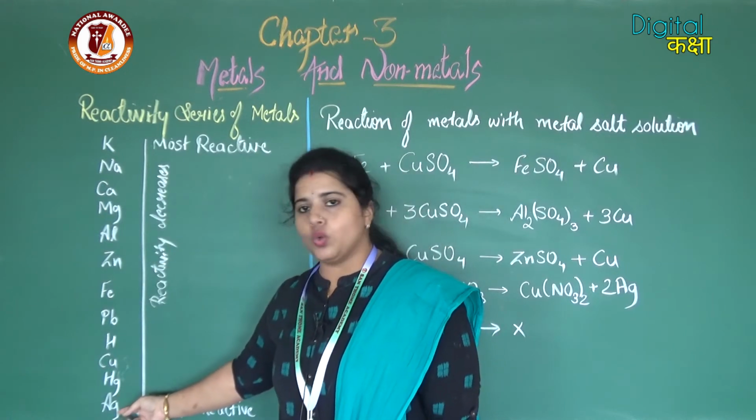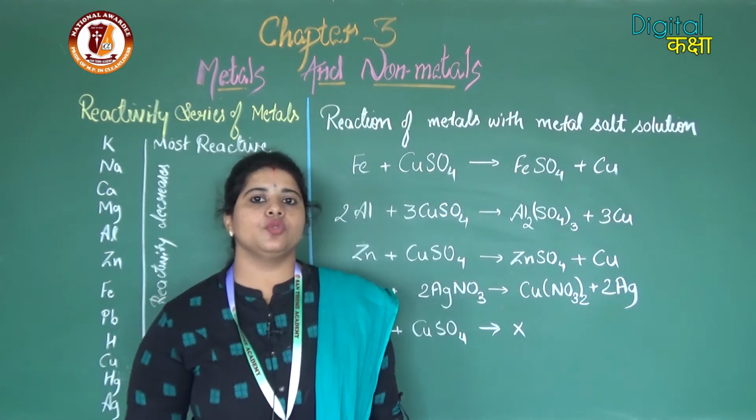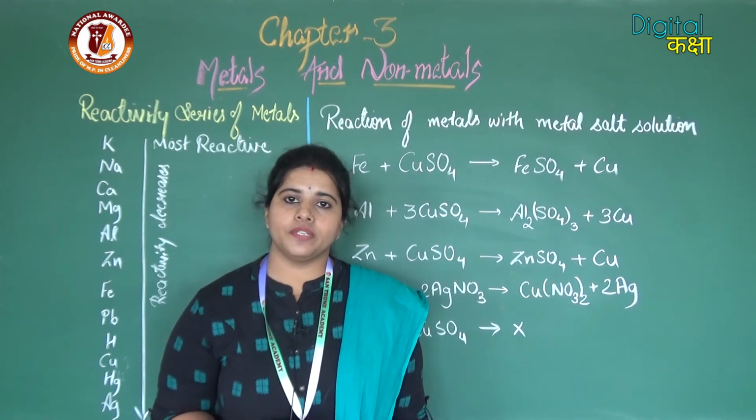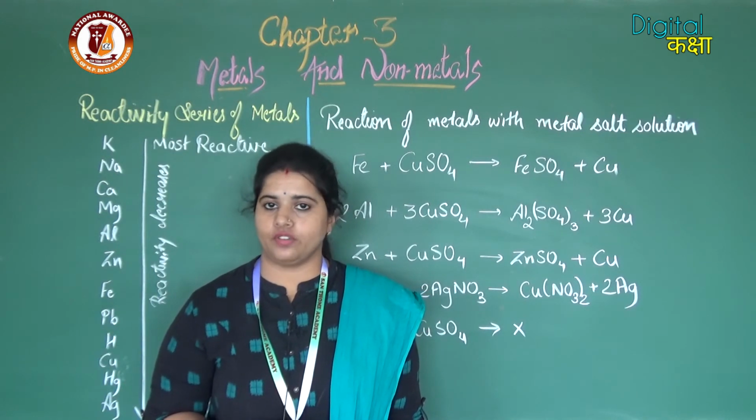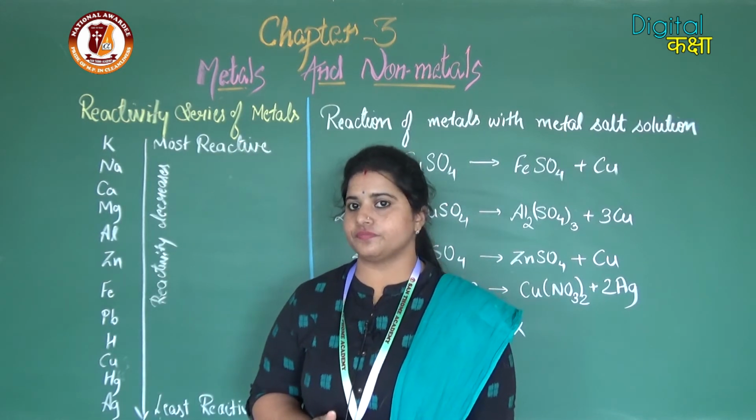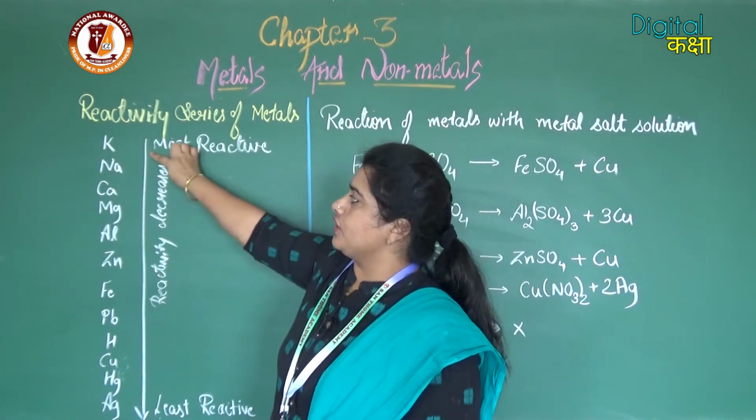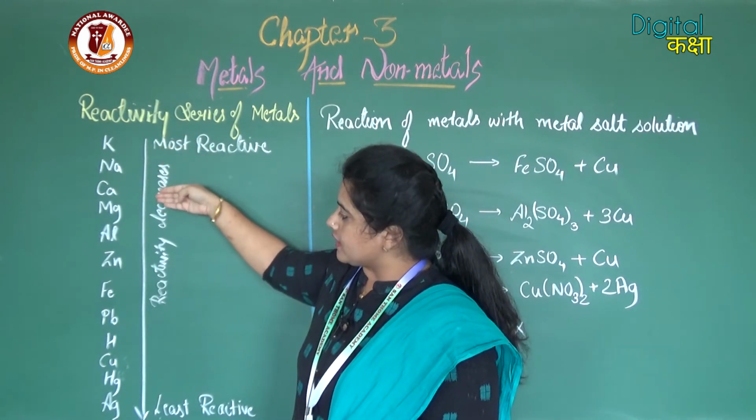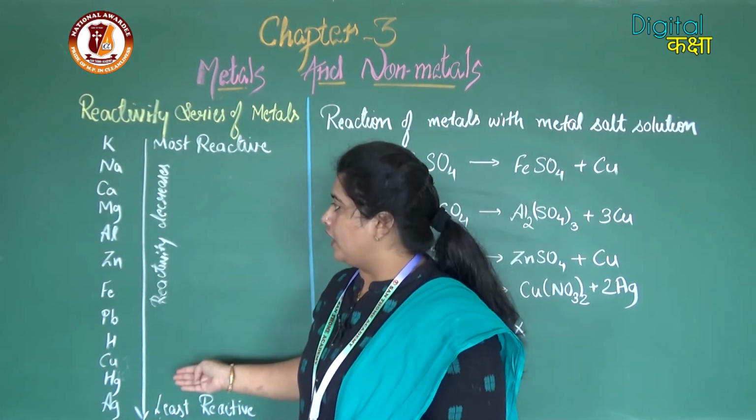Similarly, when we talk about gold, silver, mercury, gold and silver are used for making ornaments, and we know that if we have a gold ornament, so many years will pass but the shining and the appearance will not go away. So that means it is not reactive with air and water. Now, seeing the reactivity series, potassium, sodium, calcium are highly reactive. Then the reactivity is decreasing. The reactivity of metals decreases as we go from top to bottom.